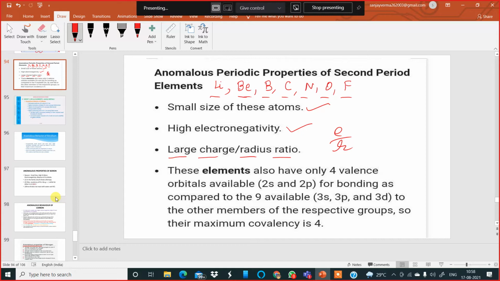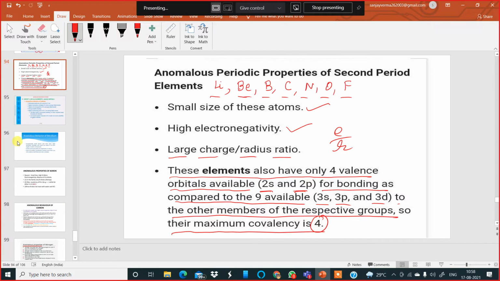These elements also have only 4 valence orbitals available for bonding, that is 2s and 2p, as compared to the 9 available, 3s, 3p, 3d, to the other members of the respective group. So their maximum covalency is 4. It can have 4 bonds around it, because the orbitals available to them are 2s and 2p only; d orbitals are not available. That is the reason they exhibit anomalous behavior in their periodic properties.